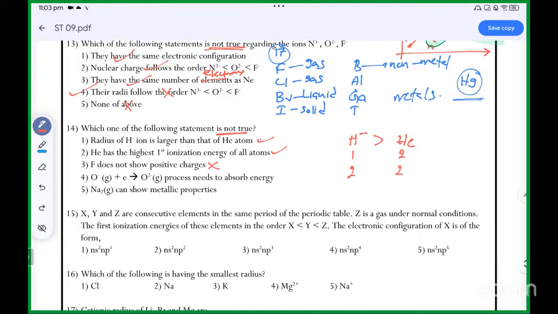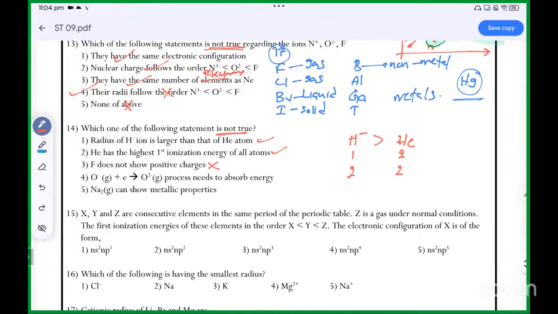Logical, right? I'm not going into detail in the P block, but you can understand the things, right? Fluorine has the highest electronegativity, which means it is not releasing any electrons to gain a positive charge, because there is nobody to gain electrons from fluorine. Fluorine is attracting others' electrons as well, right? So that is wrong.